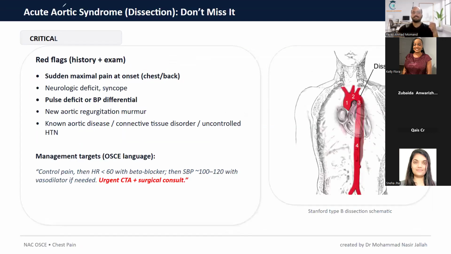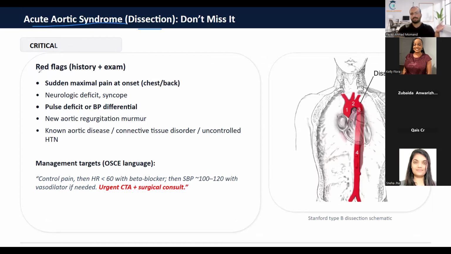Now, acute aortic syndromes like dissection, intramural hematoma, and aortic ulcers. These are some of the red flags in the history and exam. If pain is suddenly at its peak intensity and it's in the chest and back, if there is any neurological deficit present, such as numbness in the hand, if the patient has syncope or says they collapsed, or a pulse deficit or differential in BP, where one side BP is 160 and the other side is 80, that should raise an alarm for aortic syndrome like a dissection.